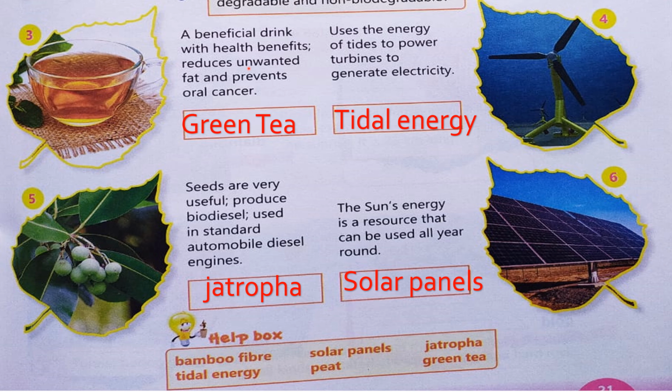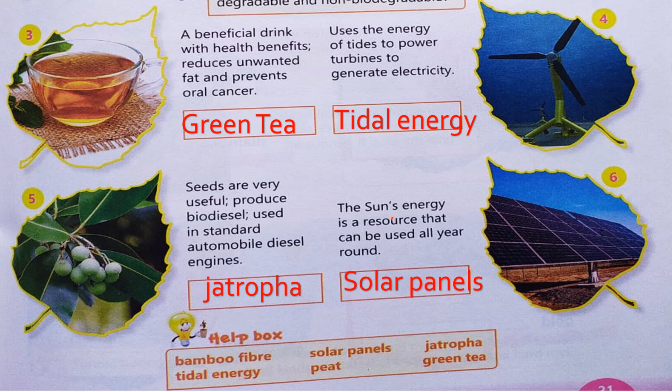A beneficial drink with health benefits reduces unwanted fat and prevents oral cancer. The name of that drink is green tea. Uses the energy of tides to power a turbine to generate electricity. So what is that source with which we can generate electricity? That is tidal energy. Seeds are very useful. They produce biodiesel used in standard automobile diesel engines. What is the name of that seed? The name of that seed is Jatropha.